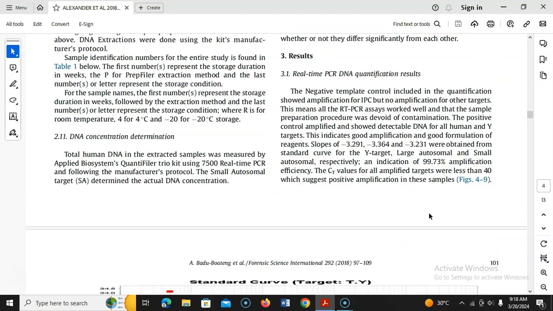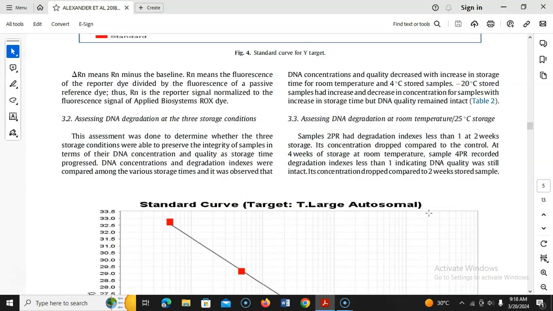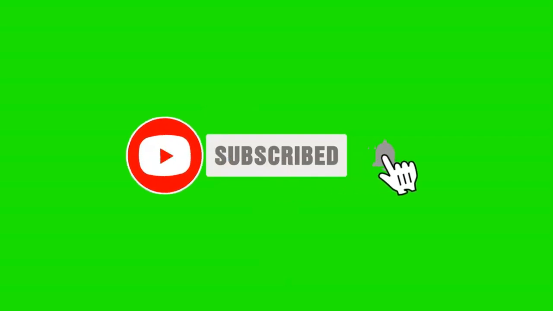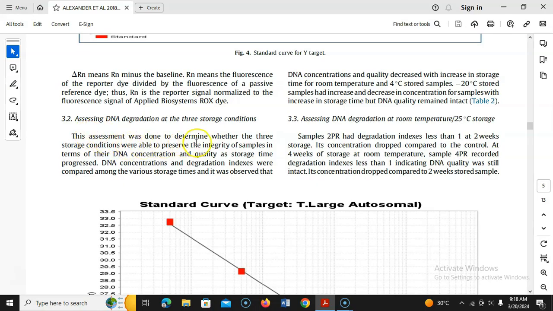Results. So, assessing DNA degradation at the three storage conditions. This assessment was done to determine whether the three storage conditions were able to preserve the integrity of samples in terms of their DNA concentration and quality as storage time progressed.